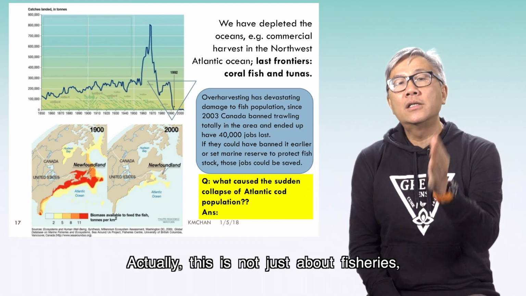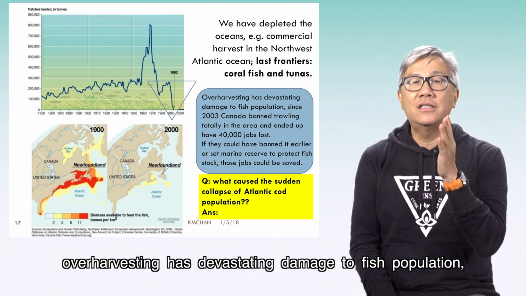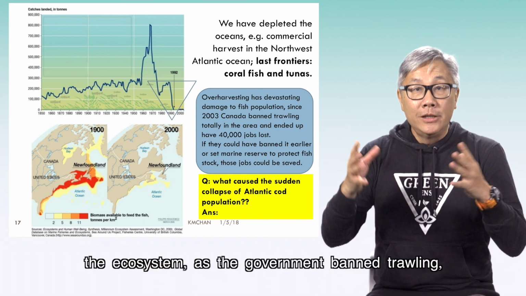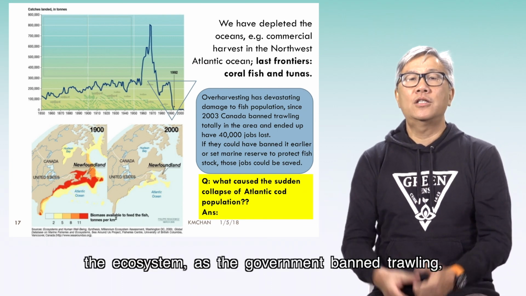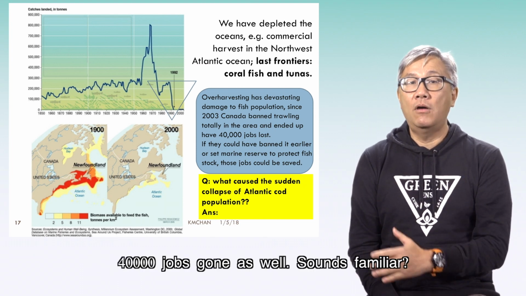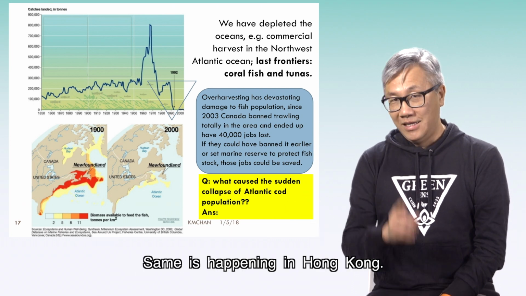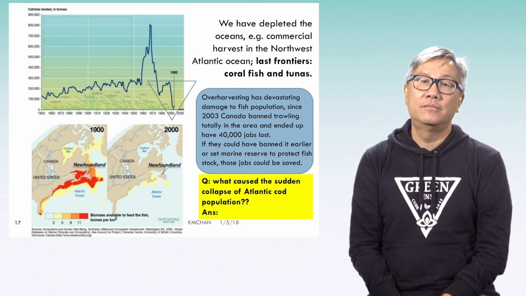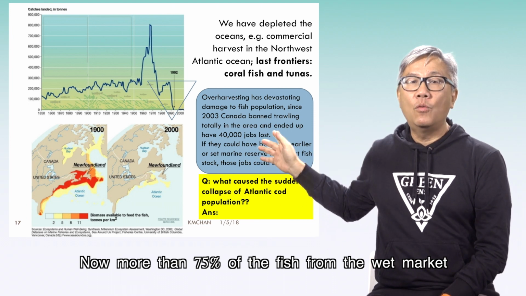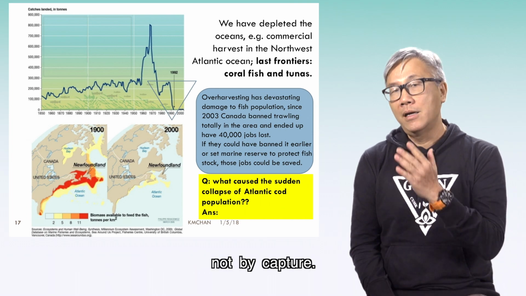Actually, this is not just about fisheries. Overharvesting has devastating damage to fish population and the ecosystem. As the government banned trawling, 40,000 jobs gone as well. Sounds familiar? Same is happening in Hong Kong. Now, more than 75% of the fish from the wet market are from aquaculture, not by capture.